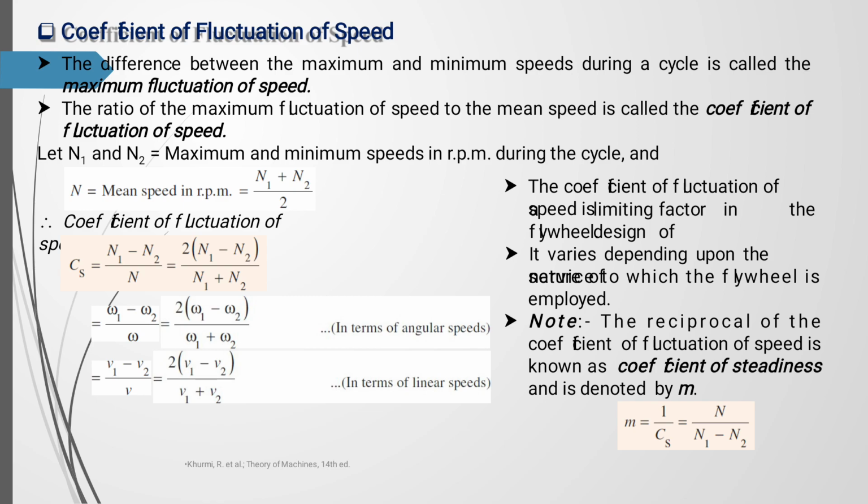The mean speed is (N1 plus N2) divided by 2. The coefficient of fluctuation of speed is Cs, represented as Cs equals 2 times (N1 minus N2) divided by (N1 plus N2). The formula is clearly indicated here. When we solve problems on turning moment diagrams, these formulas are very important for finding the coefficient of fluctuation of speed. The coefficient of fluctuation of energy we can already calculate using the formulas I explained. Now this is the coefficient of fluctuation of speed.